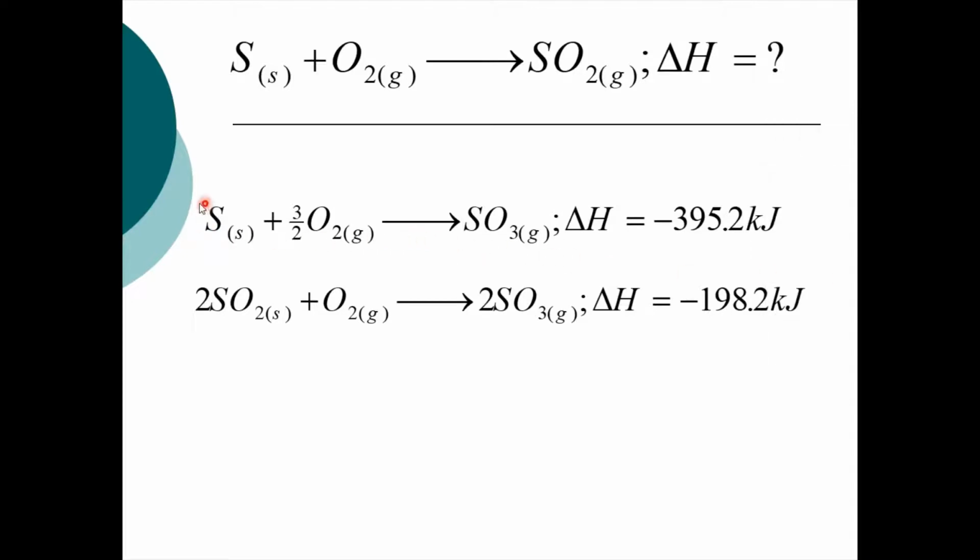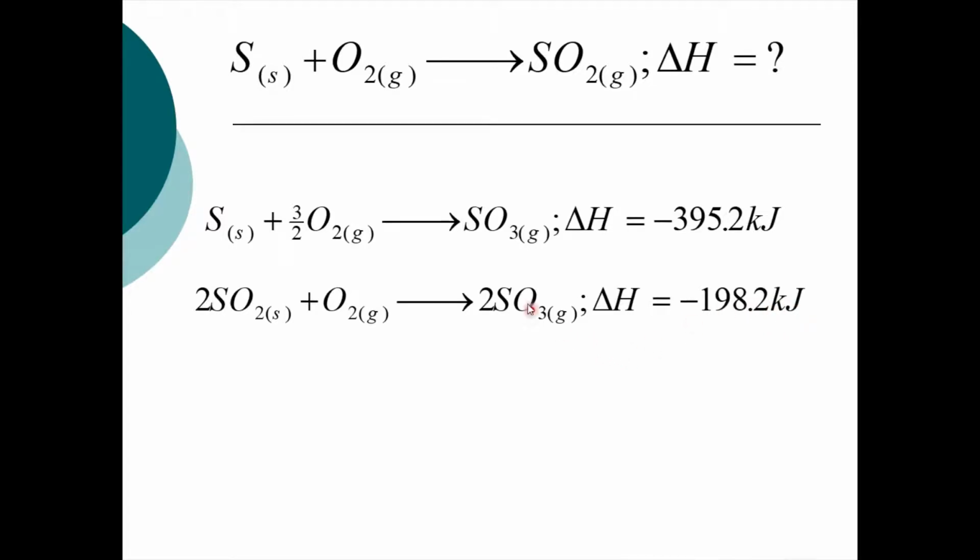Okay, so over here, we do know that for sulfur, when it reacts with 3/2 O2, it forms SO3. And the delta H for this reaction is negative 395.2 kilojoules, as is shown right here in this first equation. Two different equations. We know the delta H for this one, but not for that one. We also are given the information that when two SO2s react with an O2, they form two SO3s. The delta H for that one is negative 198.2 kilojoules.